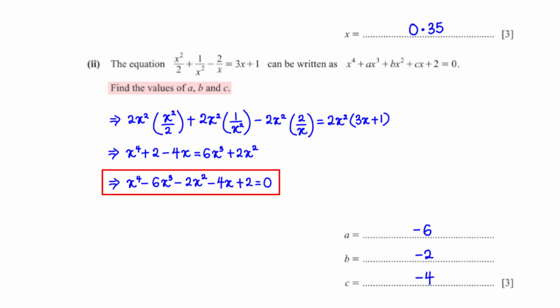a is the coefficient of the x cubed term, which is negative 6. b is the coefficient of the x squared term, which is negative 2. c is the coefficient of the x term, which is negative 4.